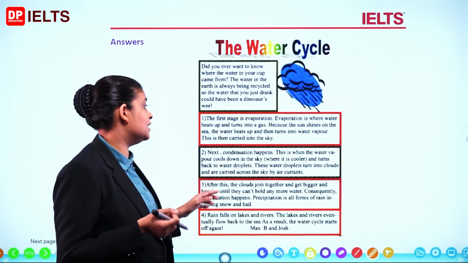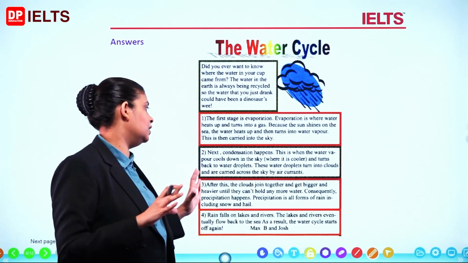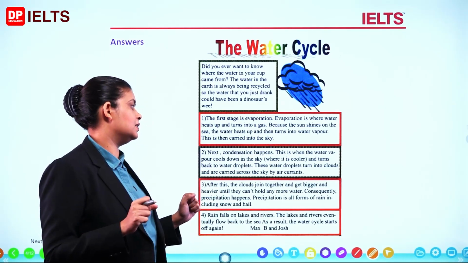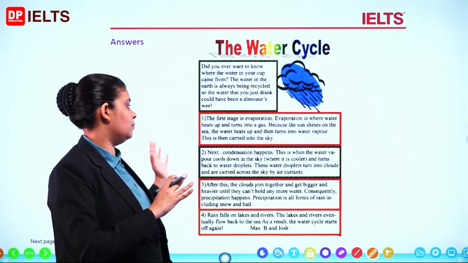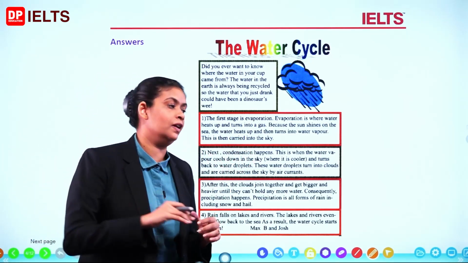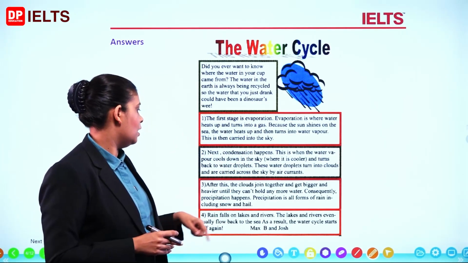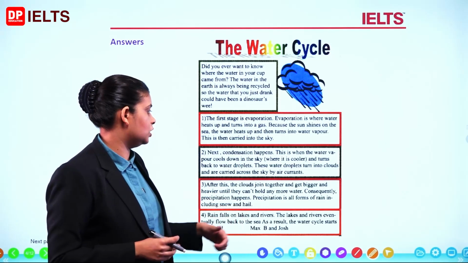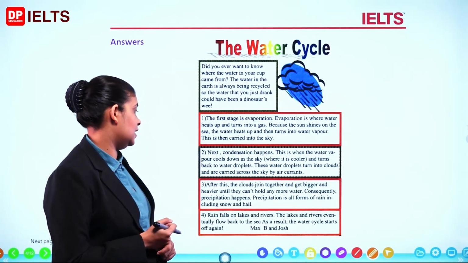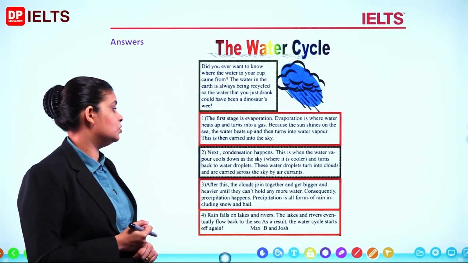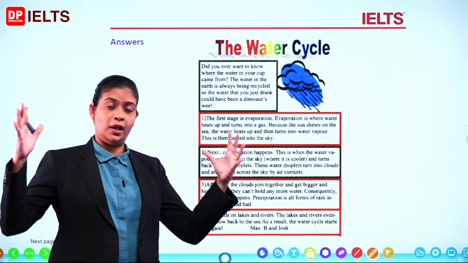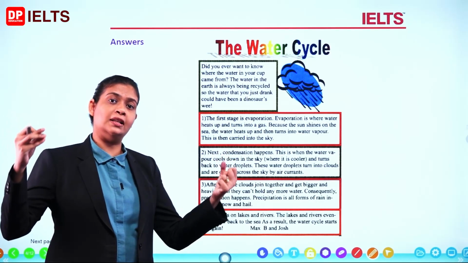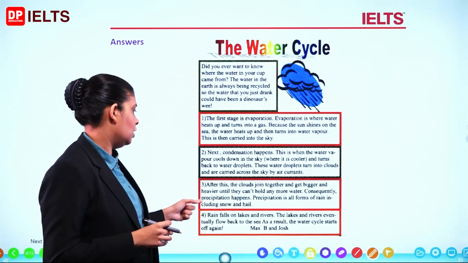Water droplets turn into clouds and are carried across the sky by air currents. After this, the clouds join together and get bigger and heavier until they can't hold any more water.